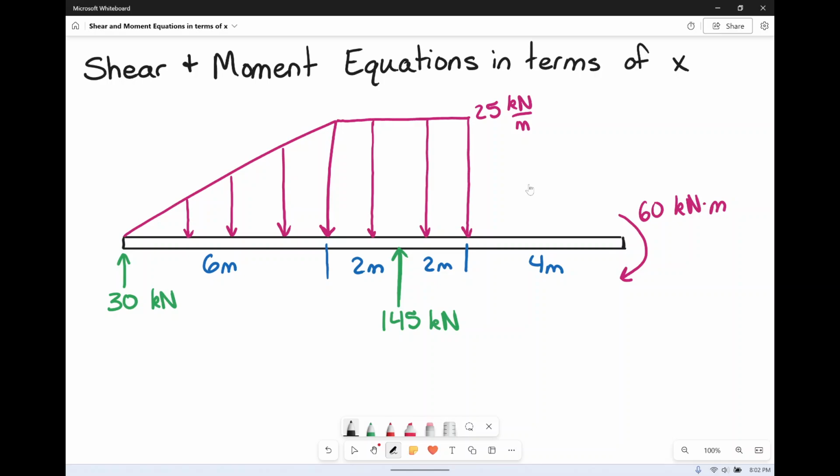The difference is instead of knowing the exact point that we're going to make the cut and find the internal reaction forces, say point C, and instead of knowing the exact distance to it, we're literally just going to say somewhere within this first region, we're going to make a cut. Somewhere within the second region, we'll make a cut. Somewhere within the third region, and somewhere within the fourth region.